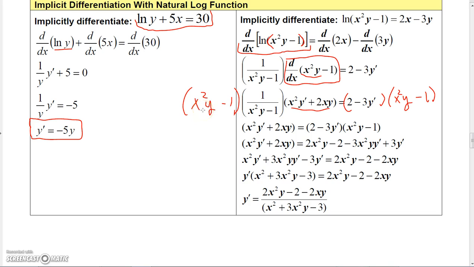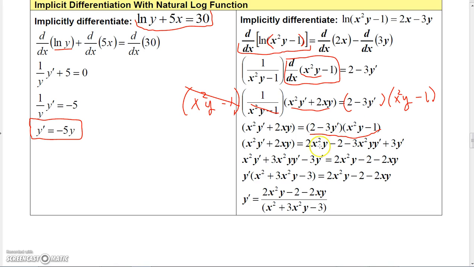So I'm going to multiply both sides by x squared y minus 1 so I can eliminate this denominator. If I do that on this side, the denominator will just cancel with this factor. And then over here I'll have 2 minus 3y prime times x squared y minus 1. Well, over here I can FOIL, so let's just go ahead and let you do the algebra on that.